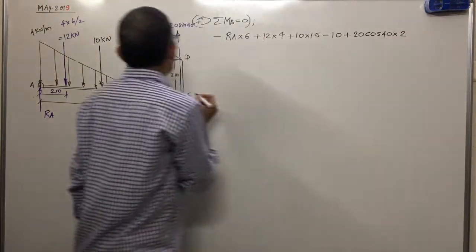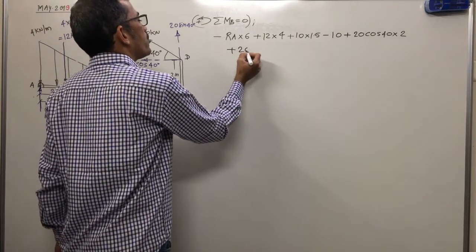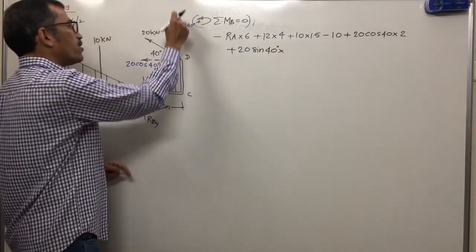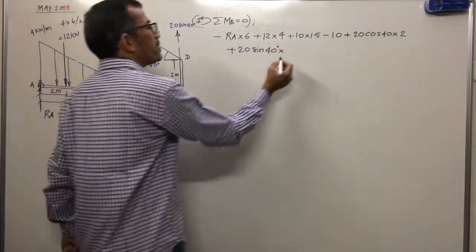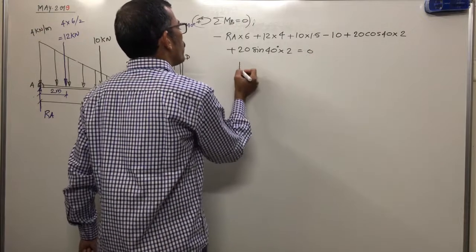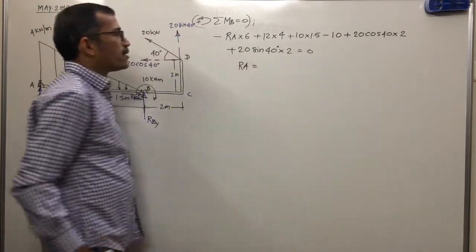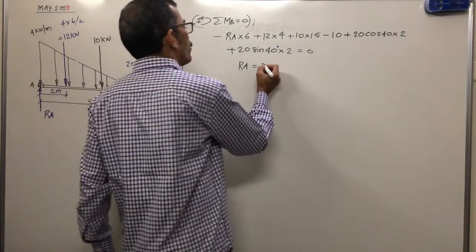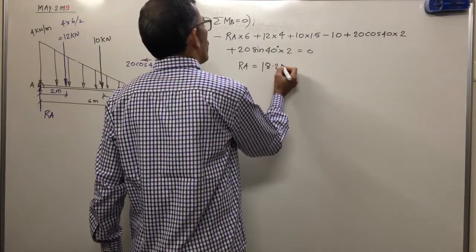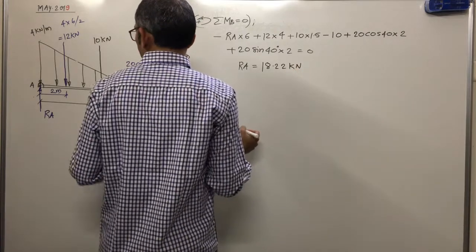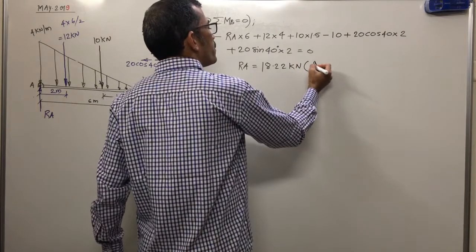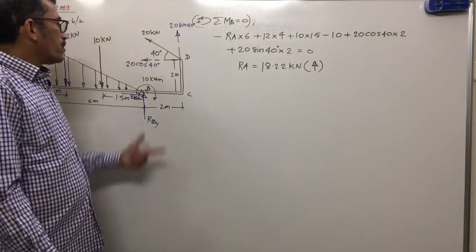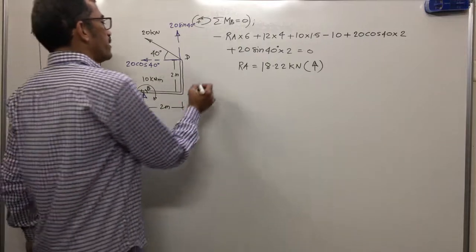The distance is 2. Moment of the vertical component is again anti-clockwise, 20 sin 40. What is the distance? Force vertical, distance horizontal. This is the line of action of the force, this is the moment center. The distance here is 0. Equal to 0, what will we get here? RA. Write down and calculate. How much RA will you get? Just check. 18.22 kilonewton, and this one is positive. The answer means the assumed direction is correct.